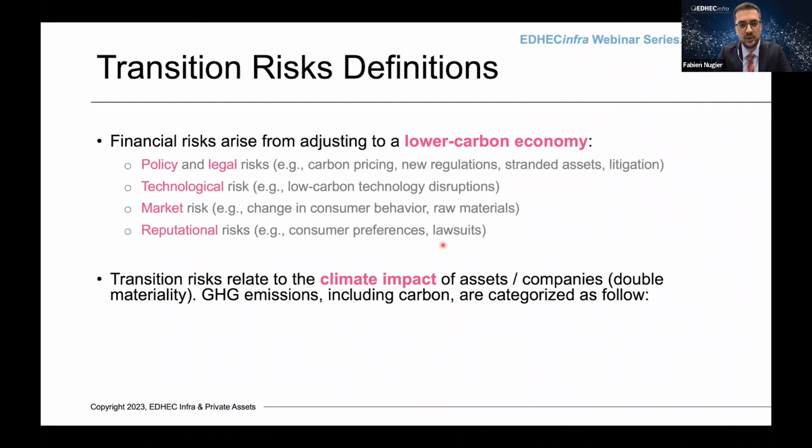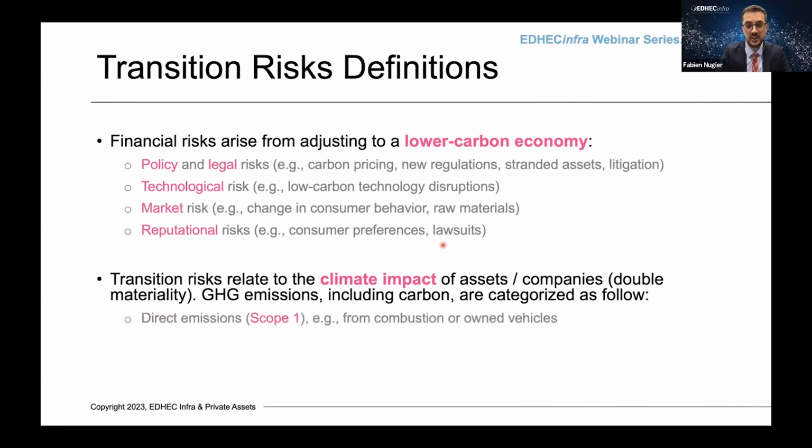And as for the transition risk, it's both relating to climate impact and climate risk. As you know, there is the concept of double materiality. So not only is climate change going to impact the value of assets, especially also through physical risk, but companies have an impact on climate. And that is why we study the carbon footprints of those assets.